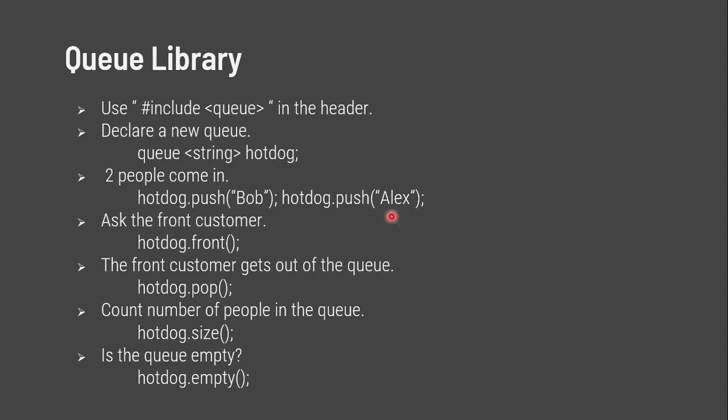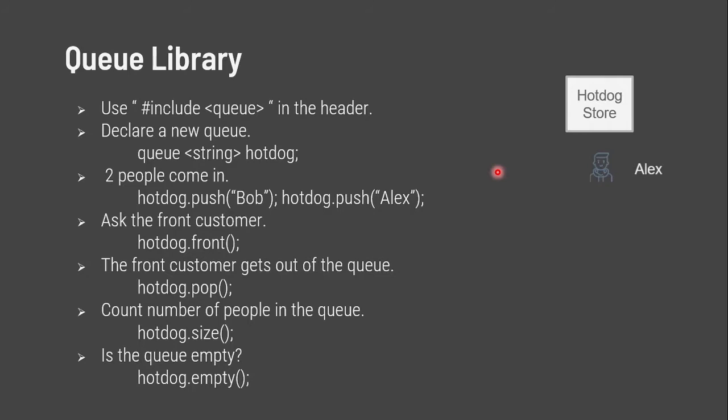So let's see a quick simulation. First we declare the queue, and two people come in, which is Bob and Alex. Next we ask the front customer, which is now Bob. Then the front customer gets out of the queue, which means that now Bob is out of the queue and Alex is at the front. And if you want to count the number of people in the queue, that means it is only one because it's only Alex left. And if you ask if the queue is empty, we can say it's false because there's still one person in the queue.